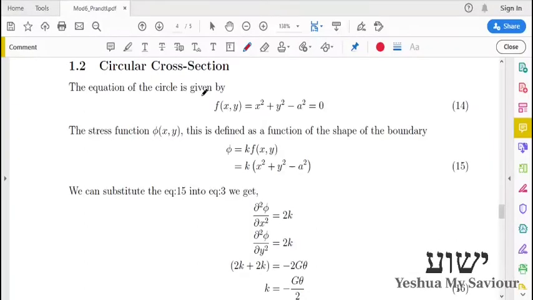Following the elliptical section, we will look at the circular section, because the circular section is comparatively easy, easier compared to the elliptical section. Anyway, this is just to check whether we will arrive at the torsional equation, whether this is right. As I mentioned earlier, the stress function is a function of the boundary, the shape of the boundary. So phi is equal to k into x square plus y square minus a square, where a would be the radius of the circle.